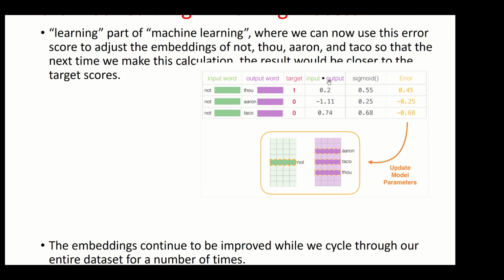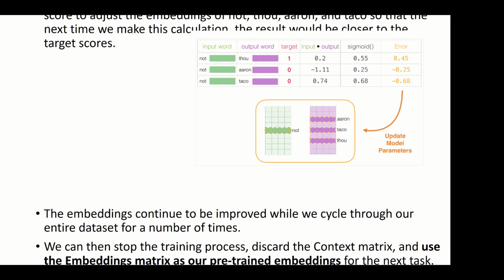time we make this calculation, the result would be closer to the target values, right? So we are taking these errors and updating these particular values, so that our whole cycle is improved. Then we stop the training process. This context matrix is basically used for improving the accuracy of your embeddings, I mean, the embedding matrix.